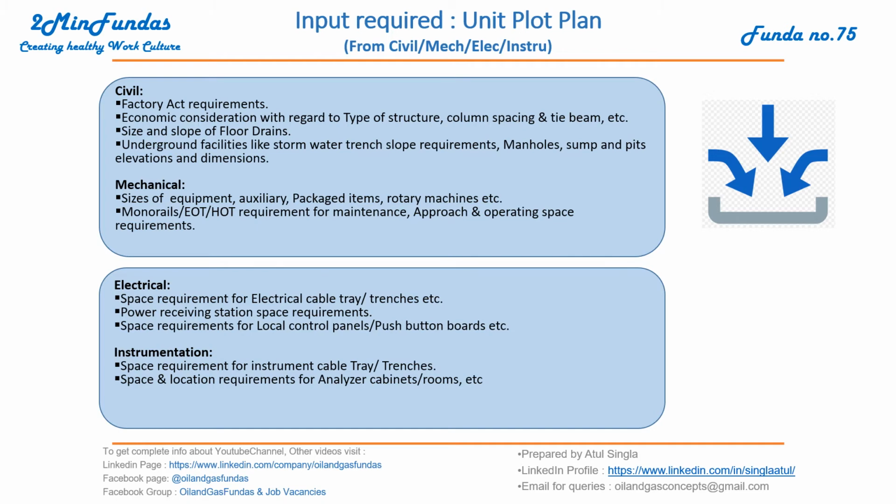So all these disciplines they provide this information to piping while we are updating our plot plan, whichever stage it is, whether it is preliminary stage or final stage. Every time whenever the information gets mature, they pass this information to piping and they put it into their plot plan. So once this information is freezed, then final plot plan is freezed.